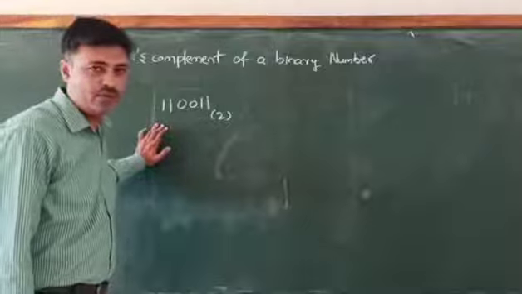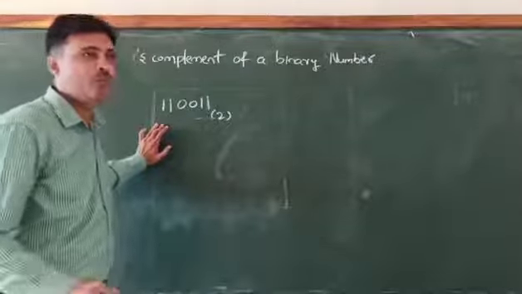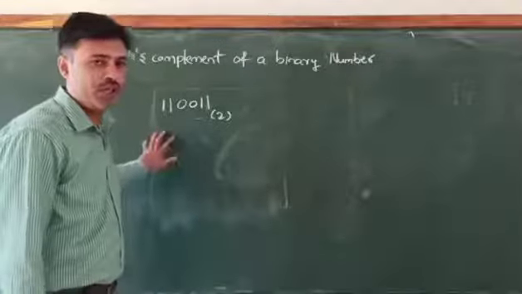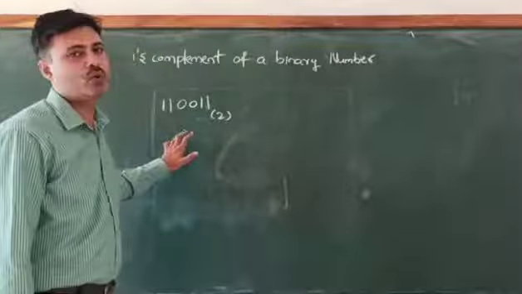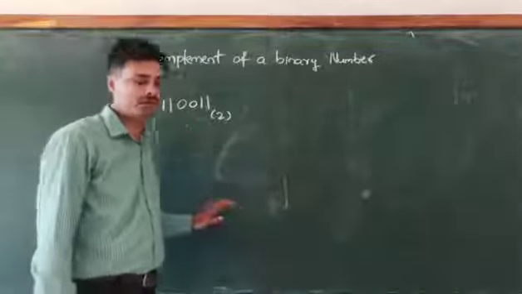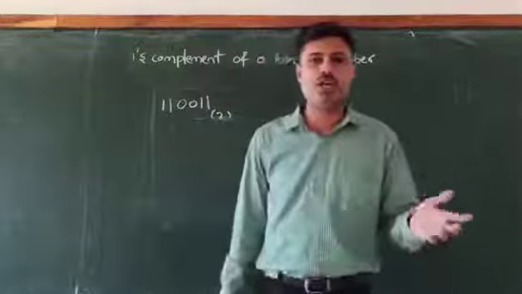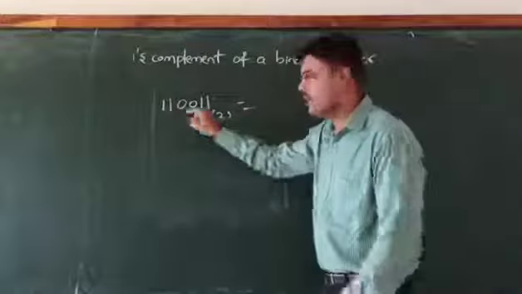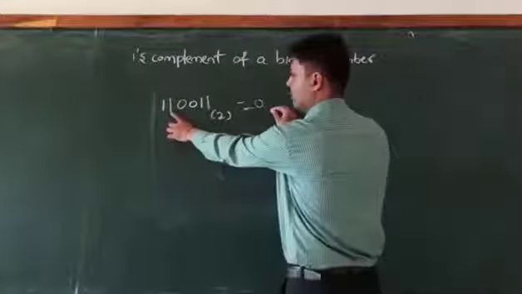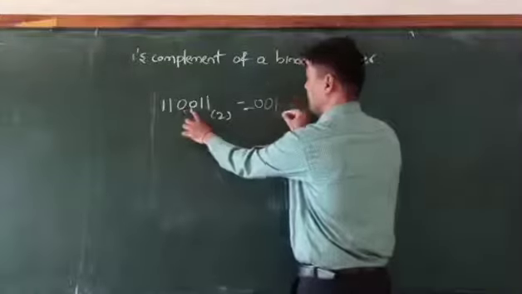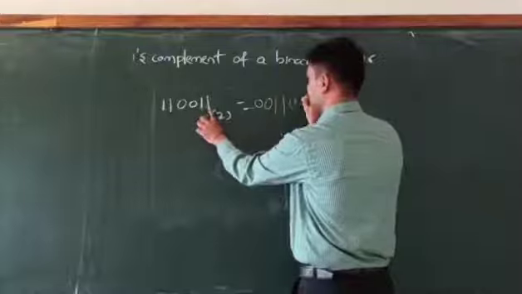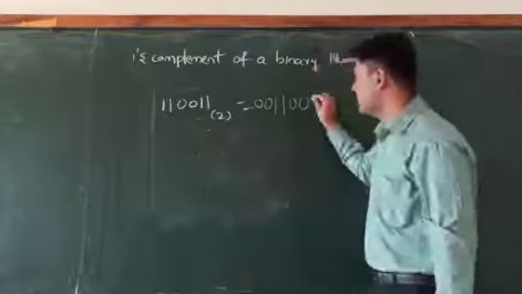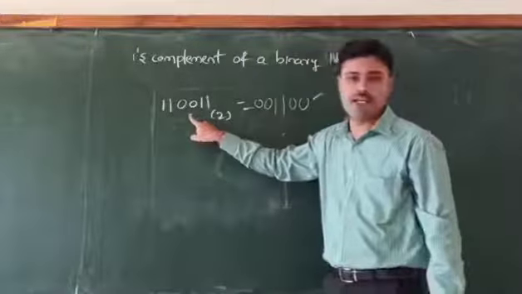If we find the one's complement of a binary number, we make sure we convert all the zeros to 1s and the 1s to zeros. One's complement of a binary number means convert 1 to 0, 0 to 1, which is equal to, here it is 1, make it 0, 1 0 0 1 0 1 1 0 1 0. It is the one's complement of a binary number.